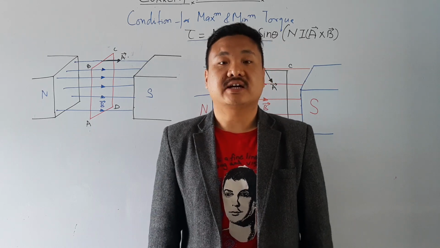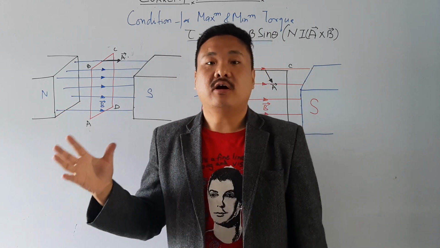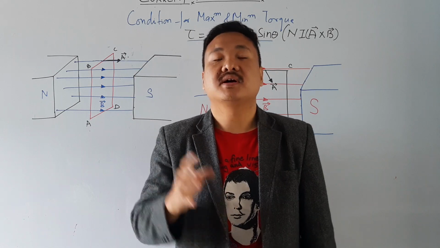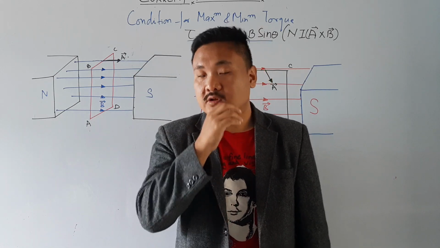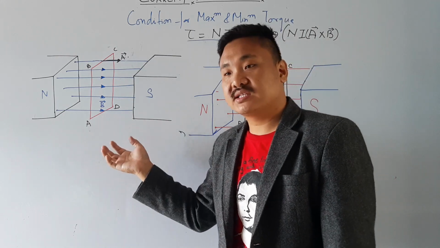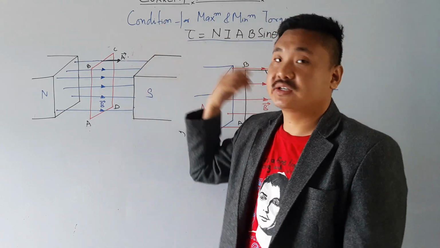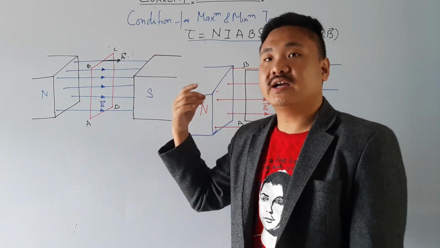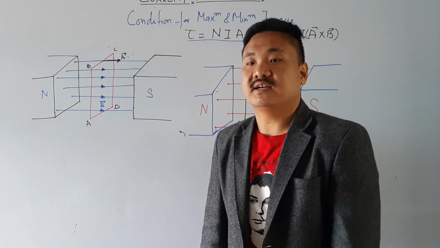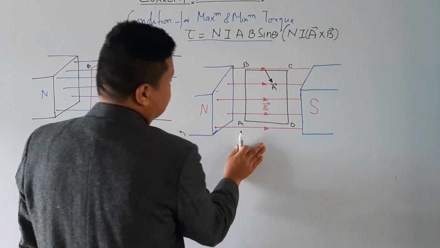Let us find the condition for maximum and minimum torque of a rectangular current carrying coil when placed in a uniform magnetic field. We have also derived the equation for the torque, and we have also used that equation in galvanometer. So this is one additional topic, okay? Where we will find what is the condition for maximum torque and what will be the condition for minimum torque, okay? So let me go to this case first.